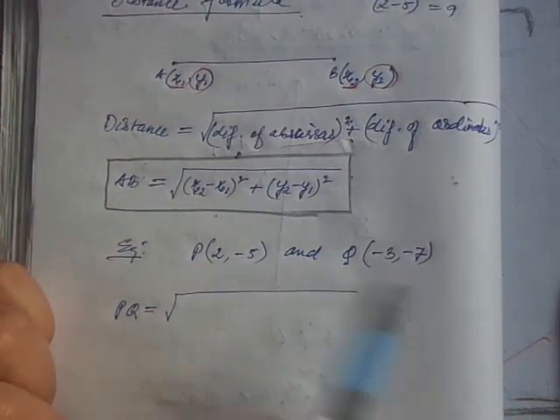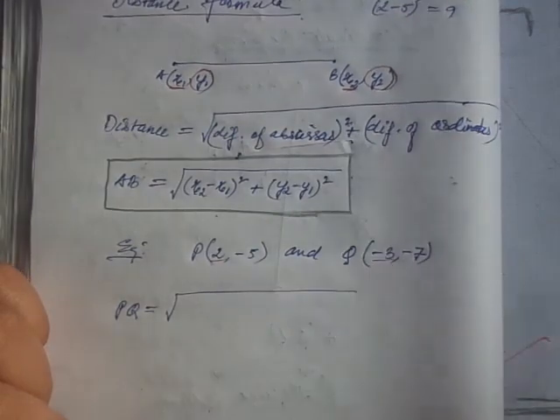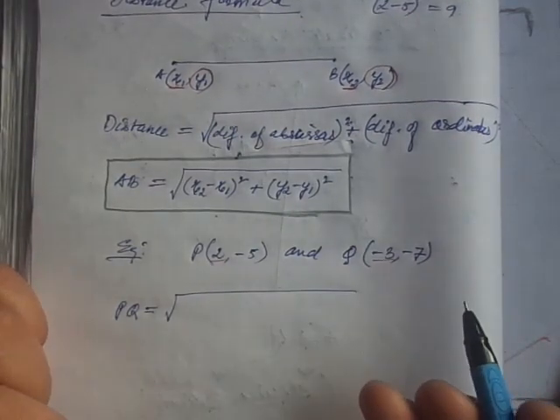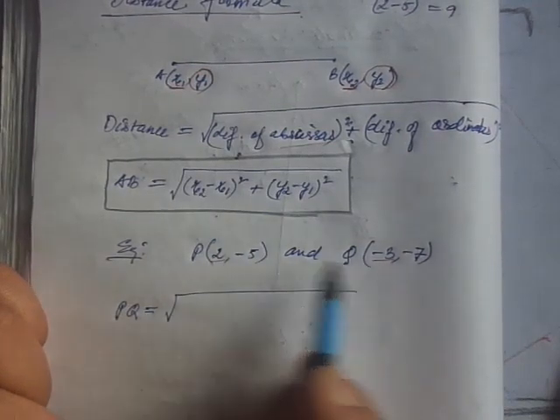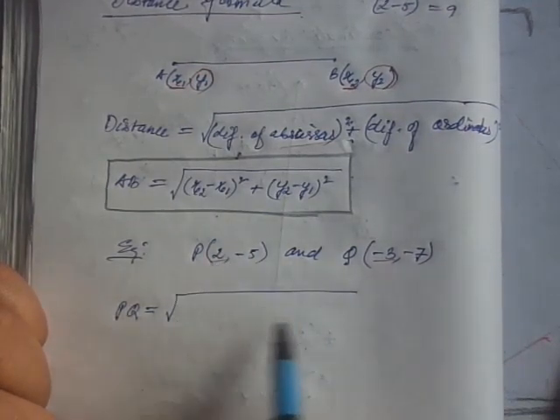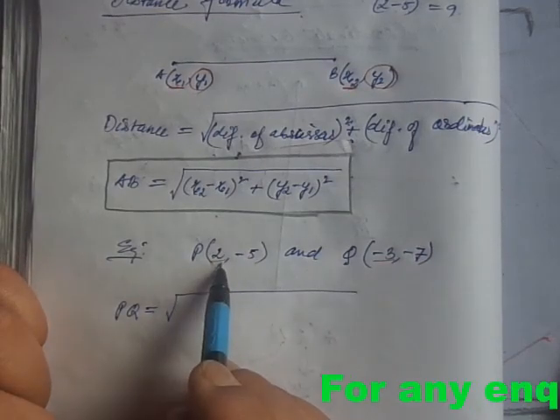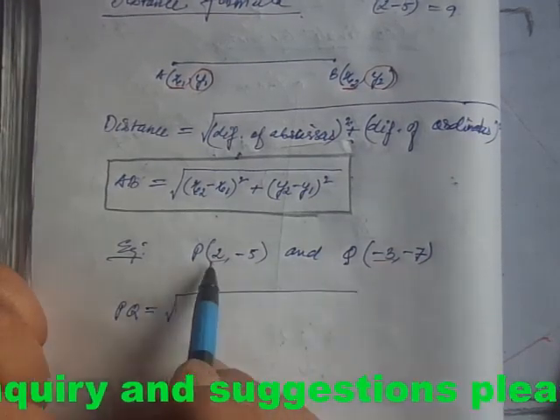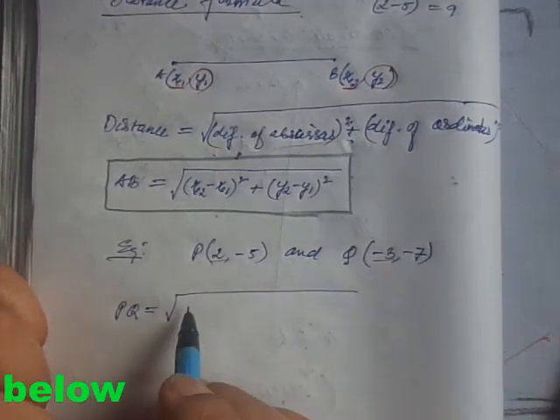What is the abscissa here? The abscissa here is 2, and here is minus 3. Difference means, as I said, we can write any one first. But when you write difference of abscissa or ordinate, you always write the bigger one first. Between this abscissa 2 and minus 3, which one is bigger? Now 2 is bigger, so I can write 2 first.